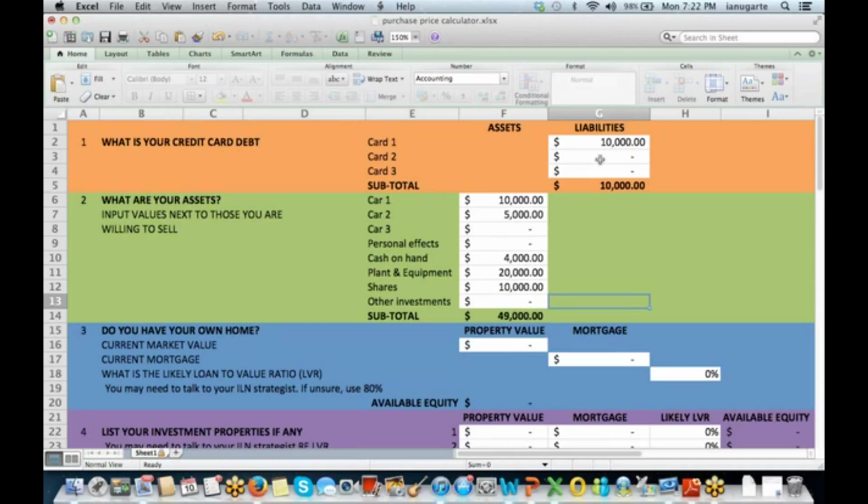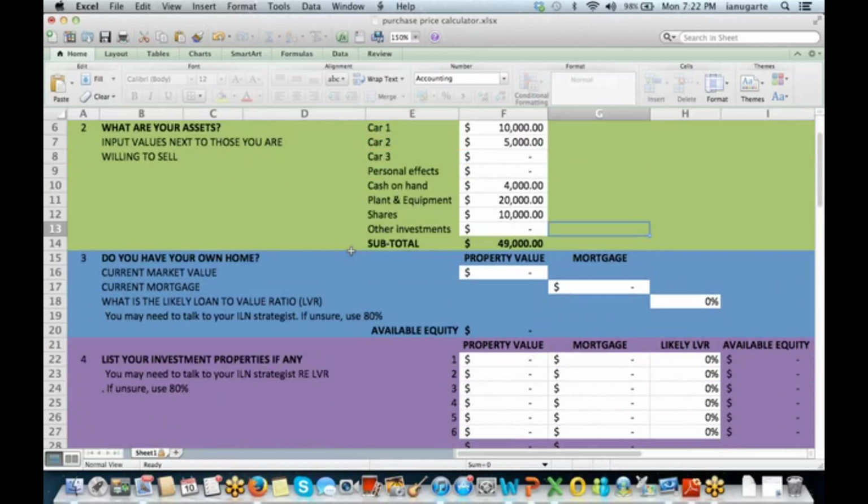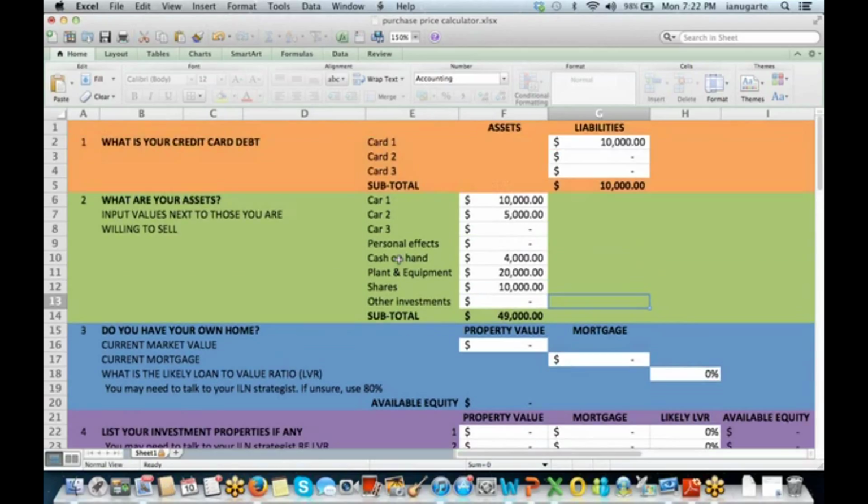Now, the calculation of these liabilities already happens in the spreadsheet for you. Now you go, do you have your own home? Well, if you don't have your own home, there's nothing to enter. Now remember, the number one rule here is, if you are someone who's starting with nothing, you still need to be able to put this together so you can show joint venture partners what their availability is on the deals that you find, okay?